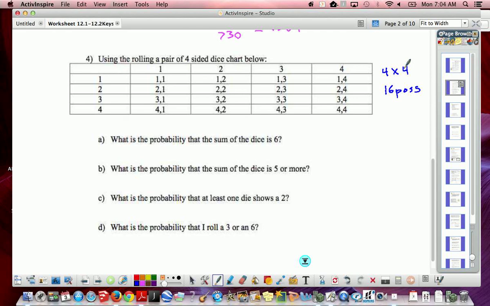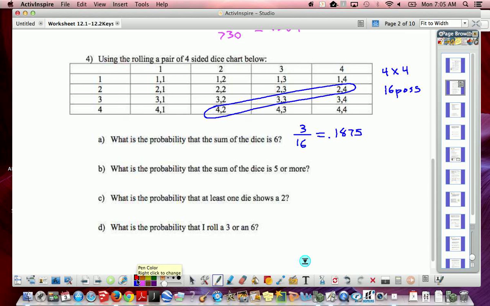So, question A says, what is the probability that the sum of the dice is 6? So I'm going to look at all my 6s here. So I look across here, 4 and 2, 3 and 3, 2 and 4, all add up to 6, so there's 3 possibilities out of 16. That ends up being 0.1875.